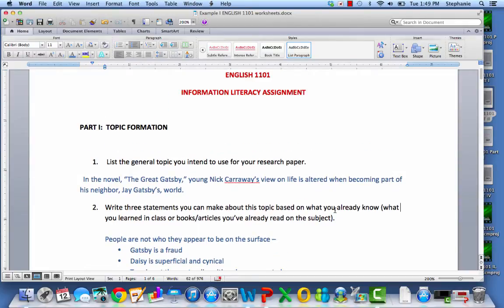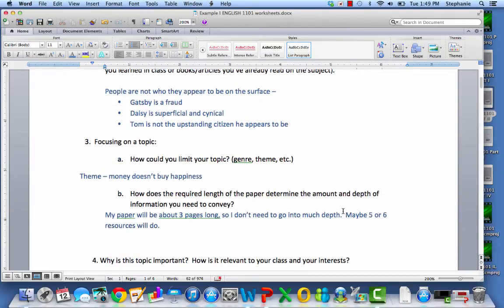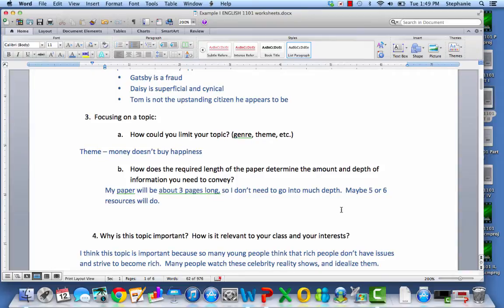Let's see. Scroll up to number 3. Focusing a topic. So if you still don't know exactly what you want to say, and whenever you're writing an essay, you want to be as concise as possible. You don't want to be running all over the place. So how could you limit your topic?